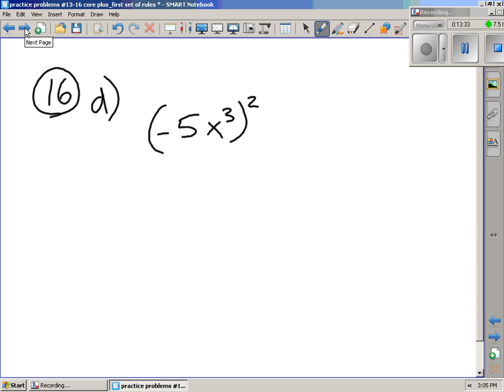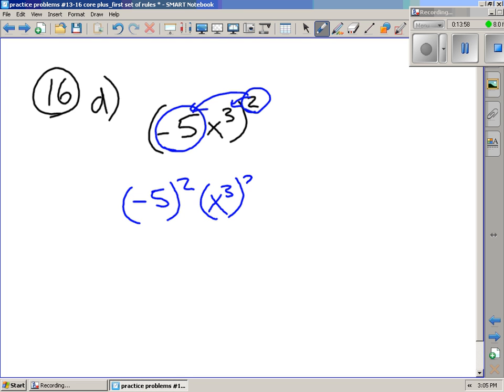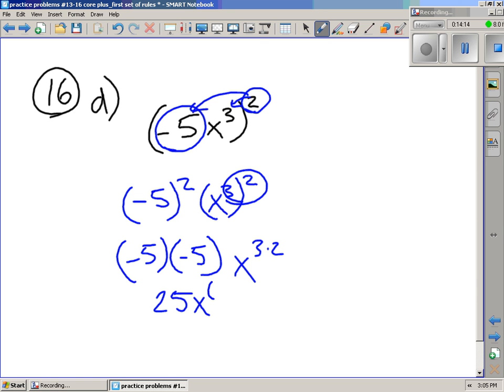And then D is a little bit tricky. I'm going to share another video that will help make problems like this make a little bit more sense. The basic idea here is the same. We take the power of 2 to each piece. And in this case, the 2 goes to the entire -5 because the whole -5 was in the parentheses. And then the x to the 3rd is going to be to the 2nd power. So -5 is the base, and you multiply it by itself, and you get 25. Power to a power, you multiply, and we get x to the 6th. So the answer here is 25x to the 6th.